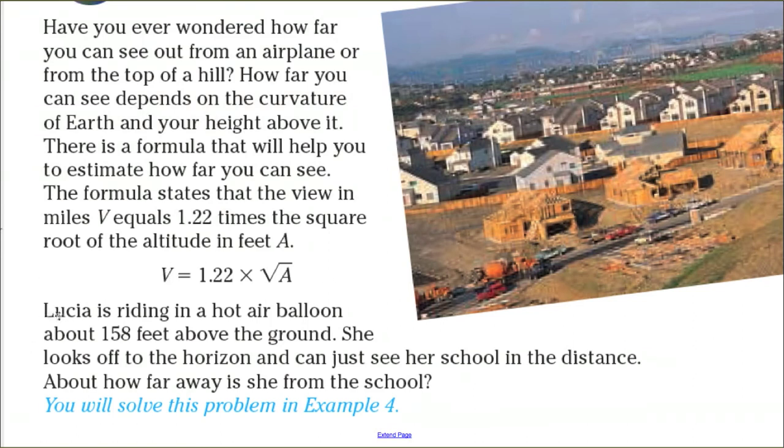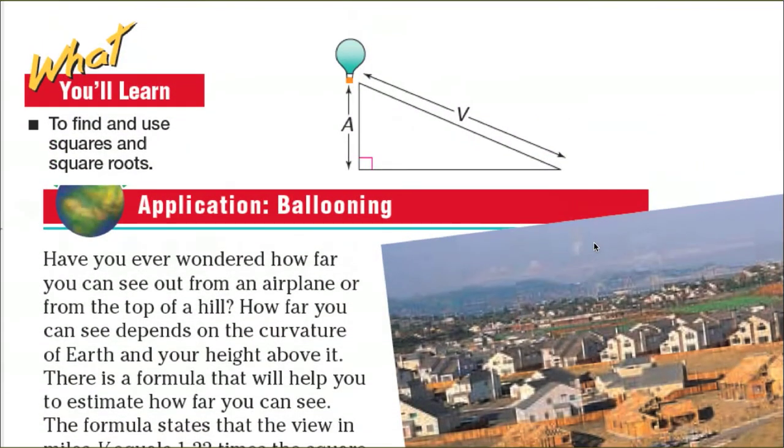Lucia is riding in a hot air balloon about 158 feet above the ground. She looks off to the horizon and can just see her school in the distance. But how far away is she from the school? We will solve this in example 4. This is where Lucia is, riding in this hot air balloon right here, 158 feet above the ground. We want to find out how far she can see from that balloon. We will solve this in example 4.